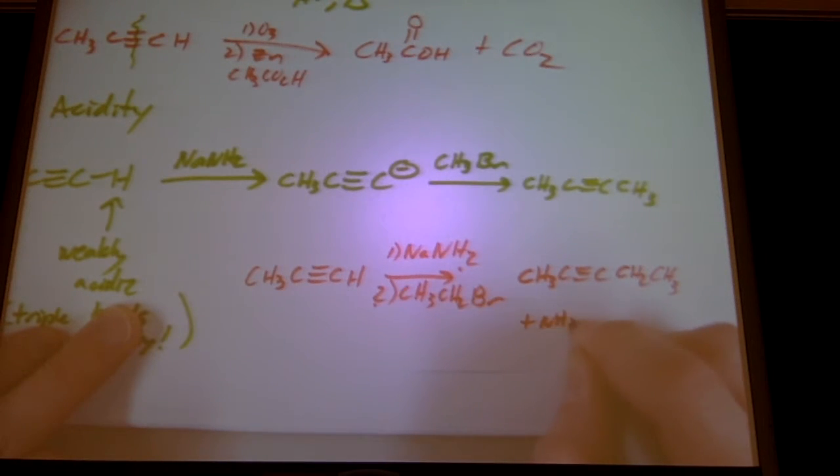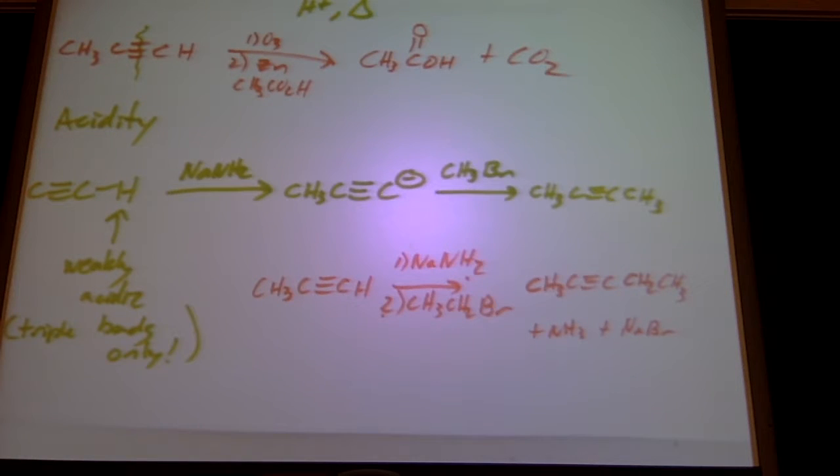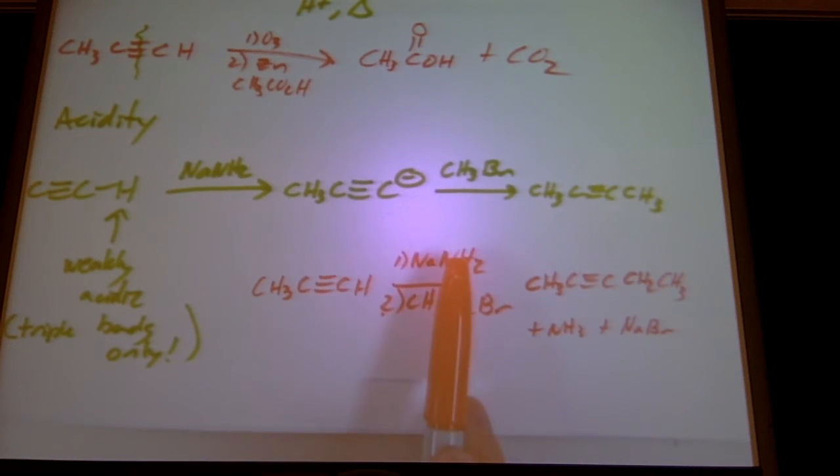Byproducts: NH3 and NaBr. So anytime you see this NaNH2, it's going to usually be applied to something with a triple bond. It's either going to be making a triple bond or taking the hydrogen off the end of a triple bond. You should be able to associate that with the triple bond somehow if you're taking the exam. NaNH2, making a triple bond or taking the hydrogen off the end of a triple bond. Let's look at the mechanism for that.